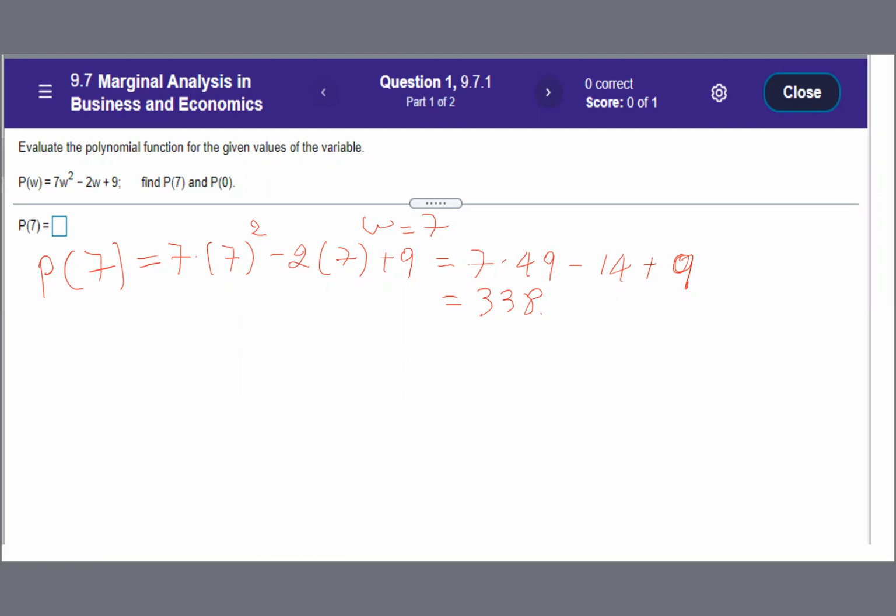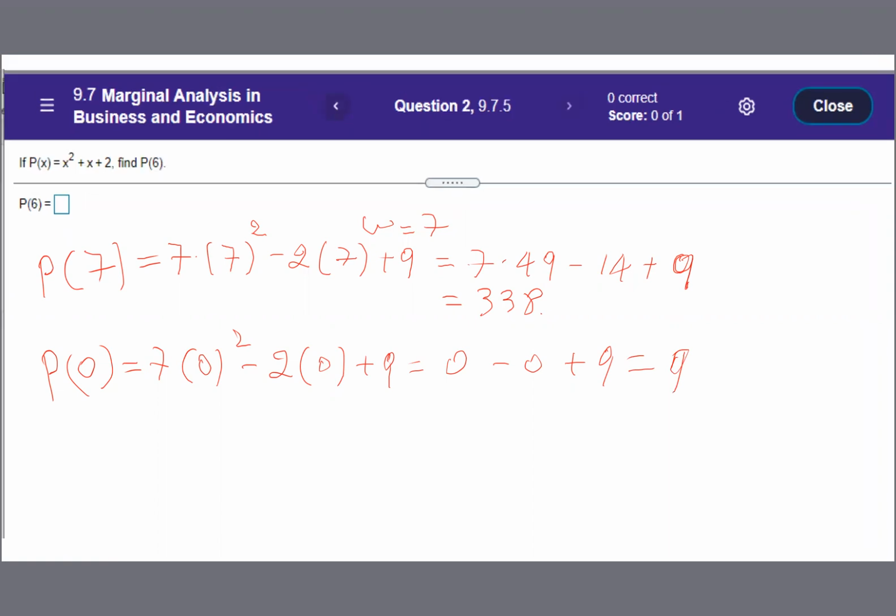P of 0 equals 7 times 0 squared minus 2 times 0 plus 9. 7 times 0 squared is 0, minus 2 times 0 is 0, plus 9, which is 9. Okay. Next example.